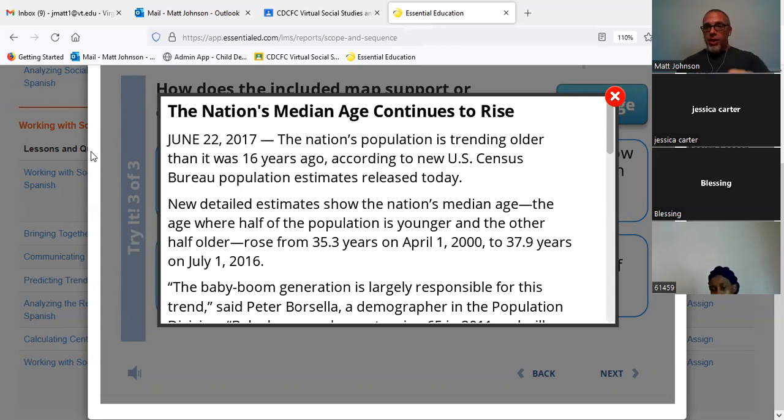Median, what we're talking about here, is the middle number. So just like the median on the highway, right? It's in the middle of the highway, like separating your inbound and outbound traffic. Median is the middle number.